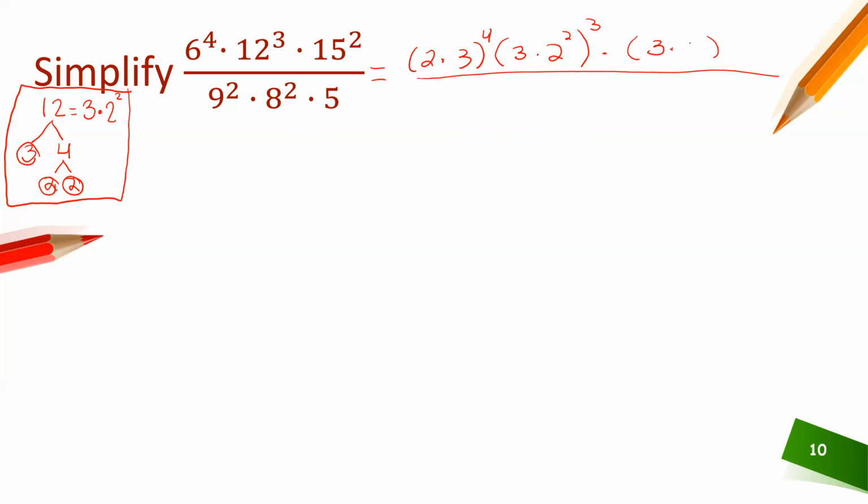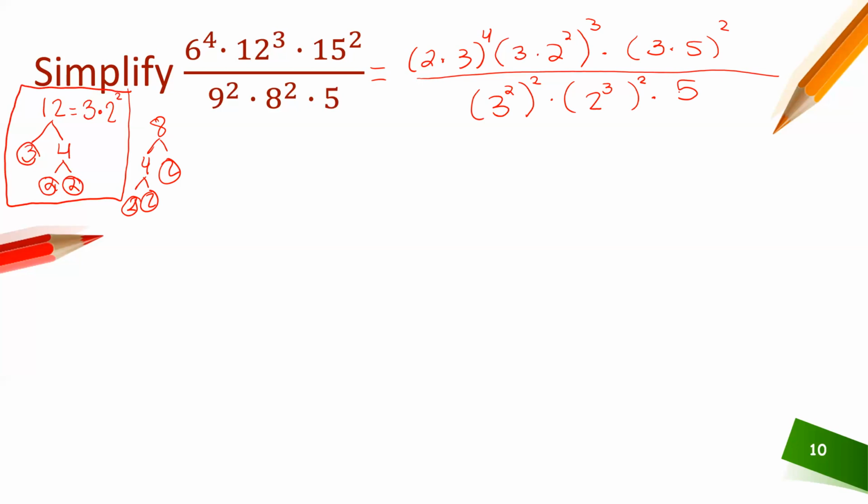15 is 3 times 5 to the 2nd power. 9 is 3 times 3, which we would write as 3 squared, and then raise to the second power. Okay, then 8. How do you see 8? 8 is 4 times 2, and 4 is 2 times 2. So I have 3 copies of 2, which would be 2 to the third power, and then that is being raised to the second power, multiplied by 5.